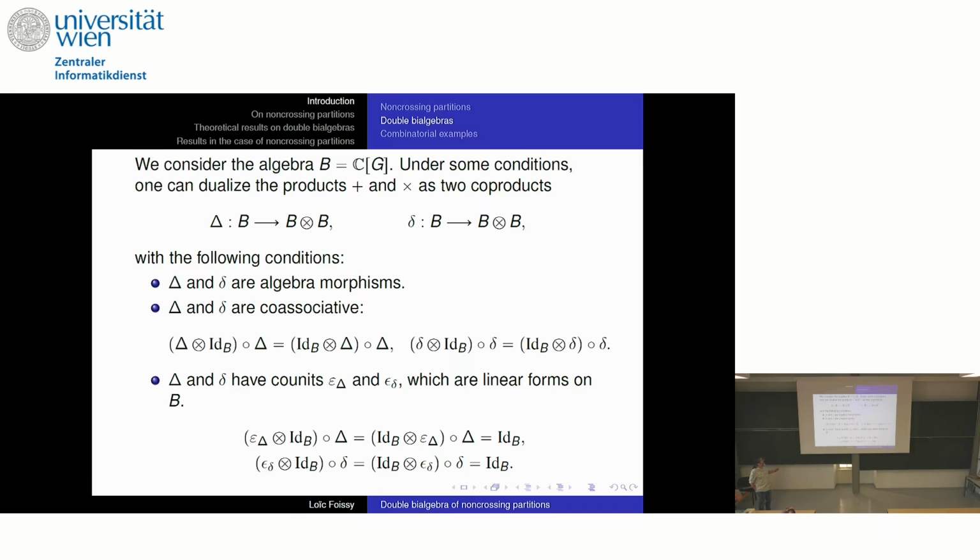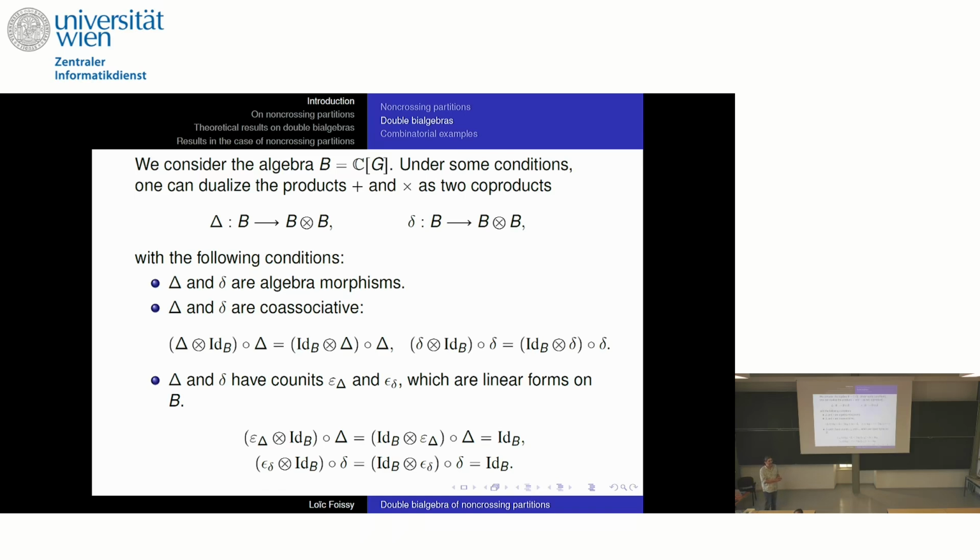So I take the algebra of the monoid with two products. Well, you need to have some conditions so that the two coproducts are well defined. The addition should be polynomials and something like this. So you obtain two coproducts, one corresponding to the addition and one corresponding to the multiplication, big delta and small delta. Both should be algebra morphisms. Both should be coassociative. So what does that mean?